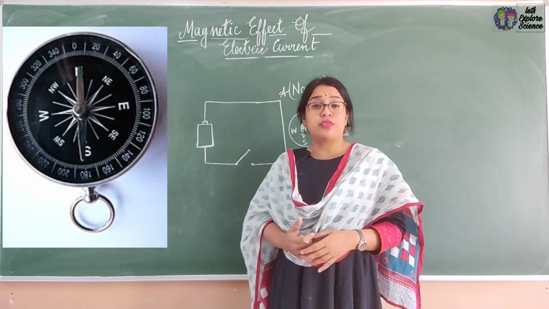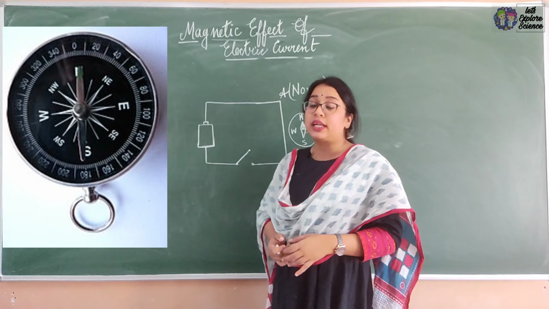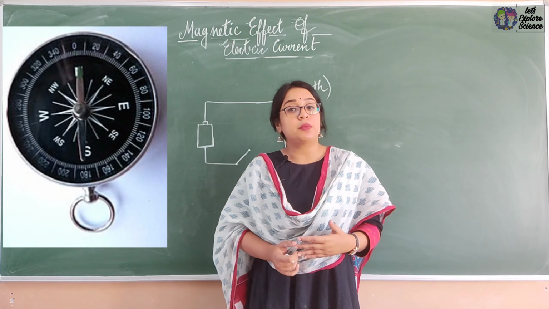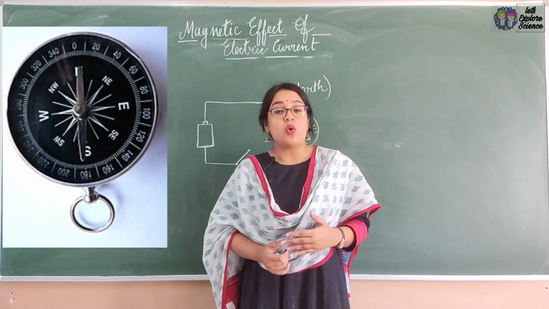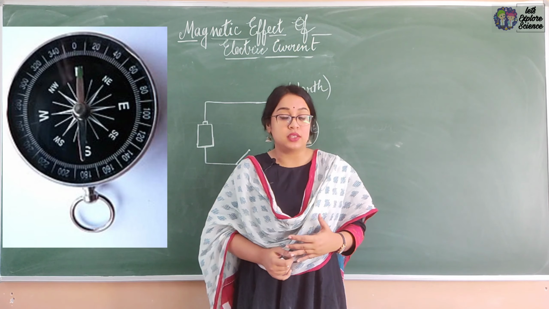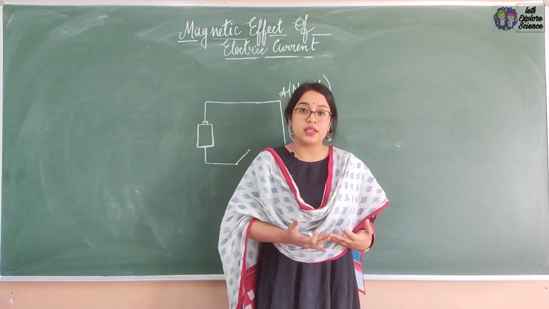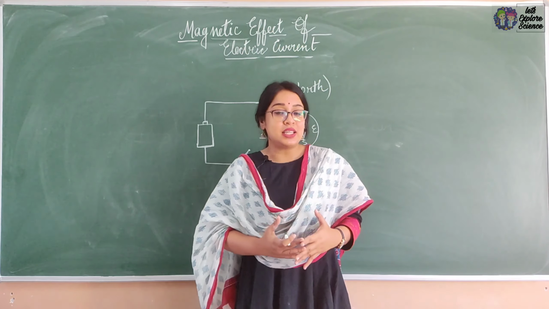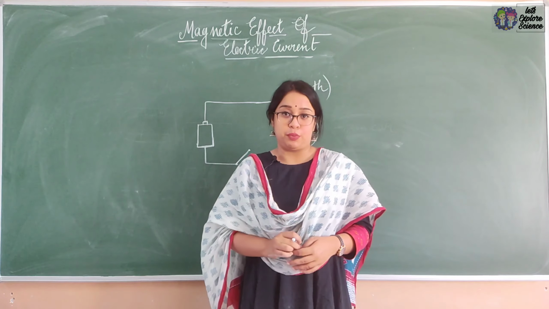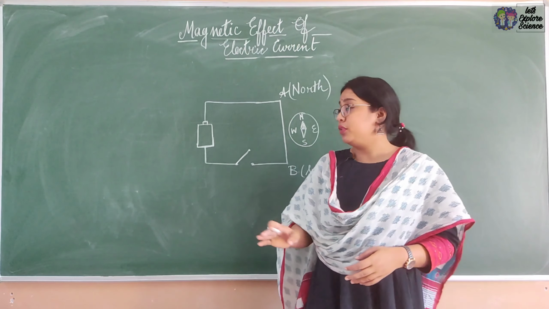Now in the case of a current carrying conductor, when electricity passes through a conductor, it also behaves like a magnet. That is the magnetic effect of the current. Now how will we understand this? That can be easily understood by a simple experiment. Let's go to the experiment first.